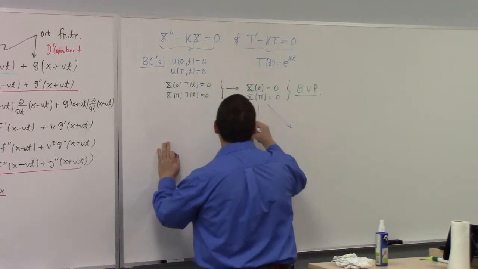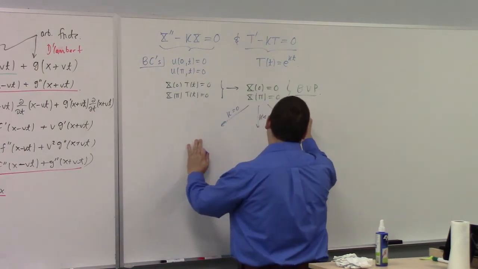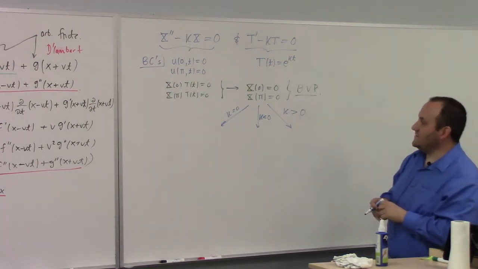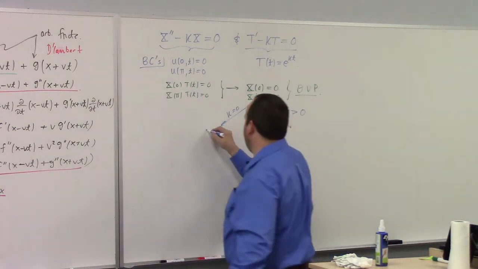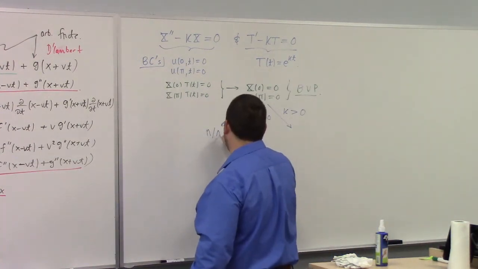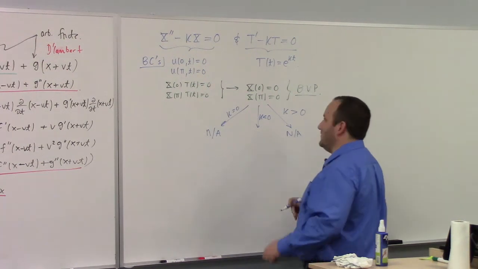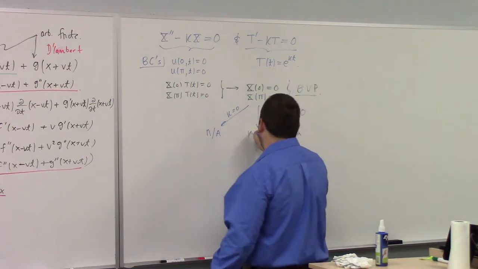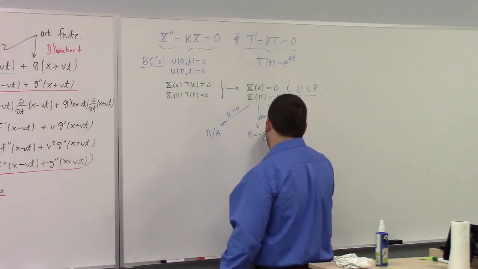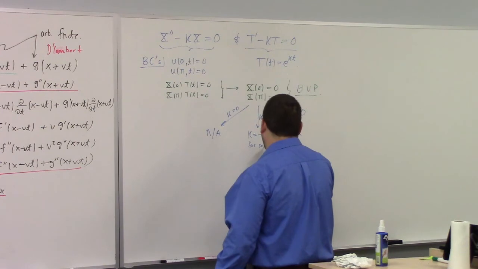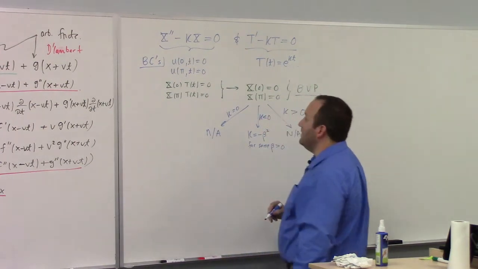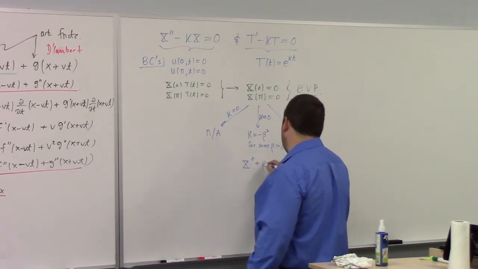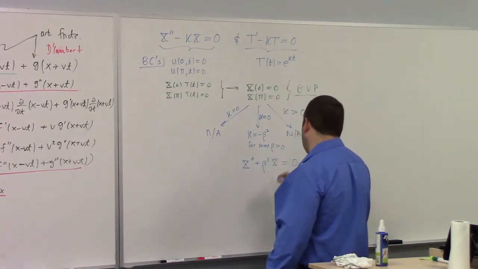There's k equals 0, there's k less than 0, and there's k greater than 0. It turns out that k positive and k 0 are not interesting. In other words, there are no non-trivial solutions to be found there. The middle case, k less than 0, means that k is equal to minus beta squared for some beta positive. And so we've got X prime prime plus beta squared X equal to 0.